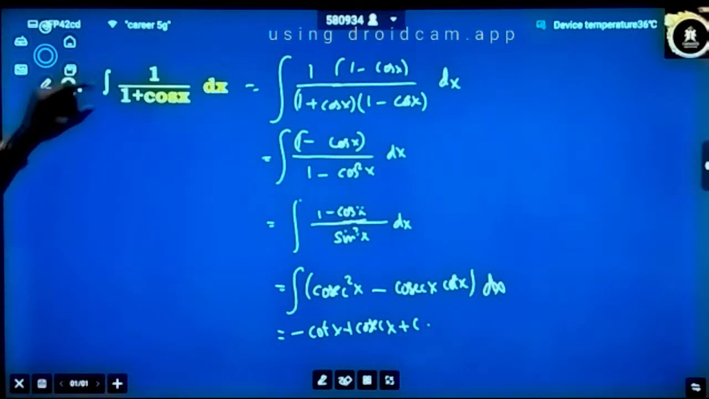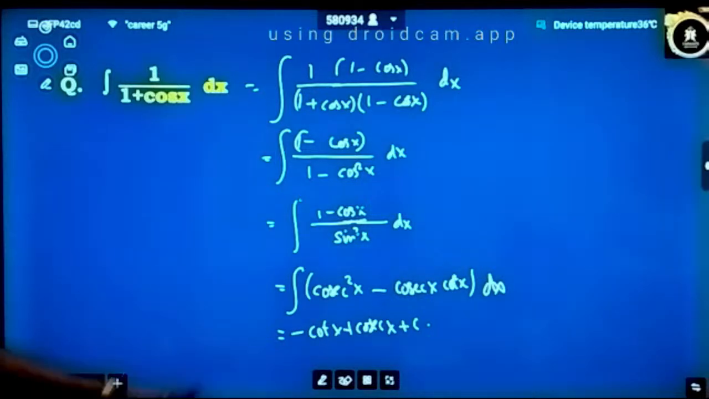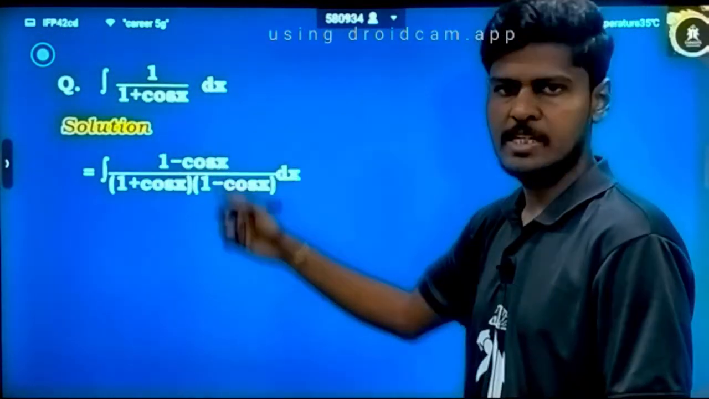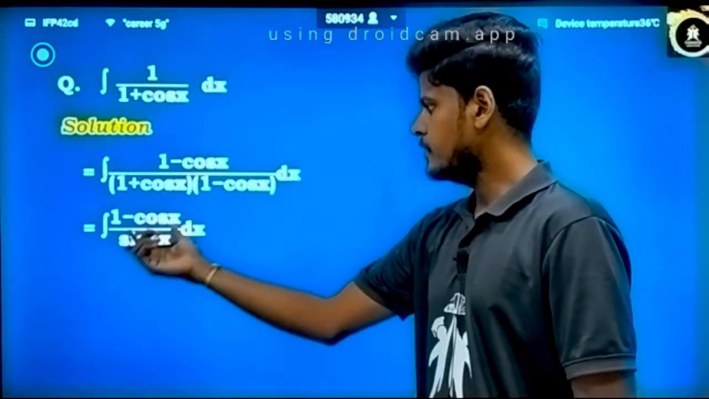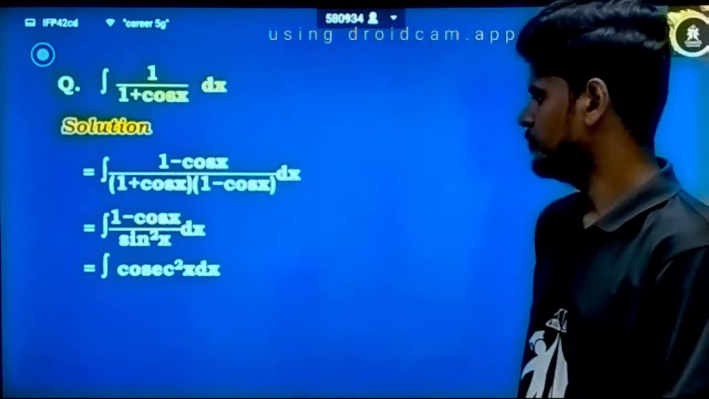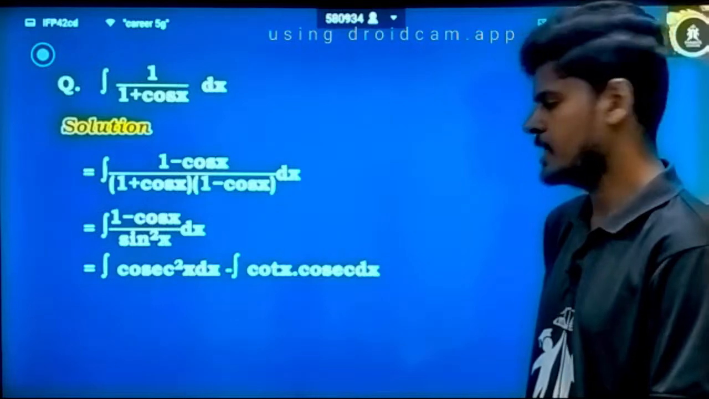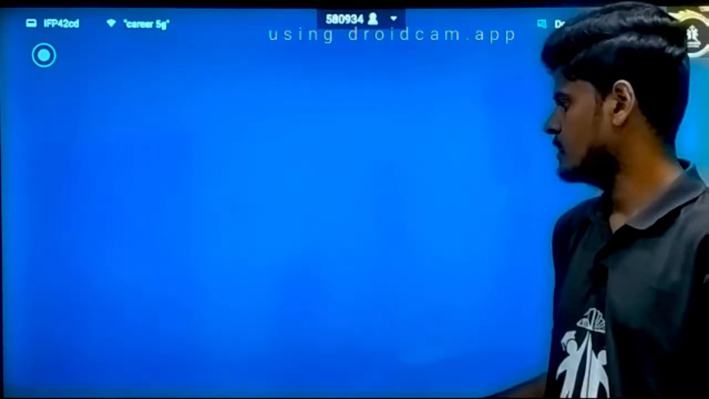Our purpose is to simplify. You should remember this result also: 1 by 1 plus cos x is cosecant square minus cosecant cot, that is, 1 minus cos x by sin square x. Now we will see the solution. The first step is to rationalize, to make the denominator vanish. For that we multiply and divide by its conjugate and then divide separately. That is cosecant square x minus cosecant x cot x. So the integral separately will be cosecant x minus cot x.